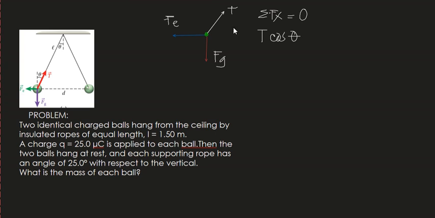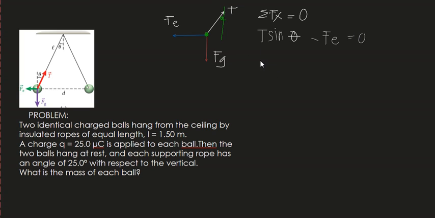Let us consider that theta is placed here on top. So the x-axis is opposite, so we will have the sine value. That is equal to sine theta. So this is equal to T sine theta minus your electrostatic force, or your Fe, which will be equal to 0.